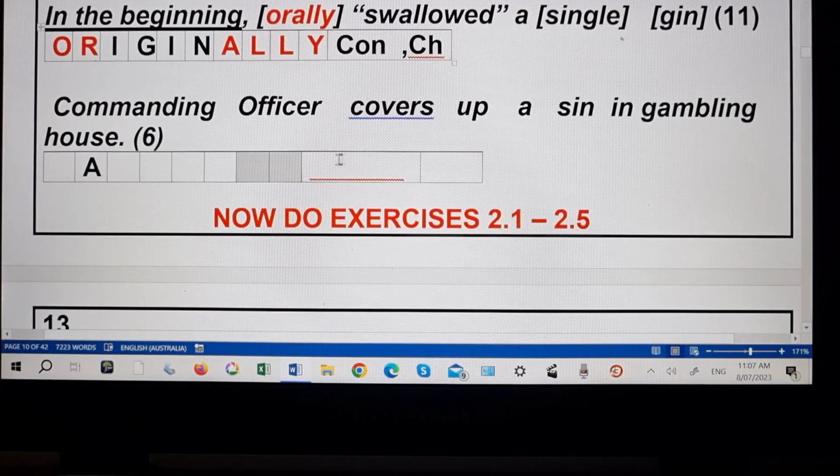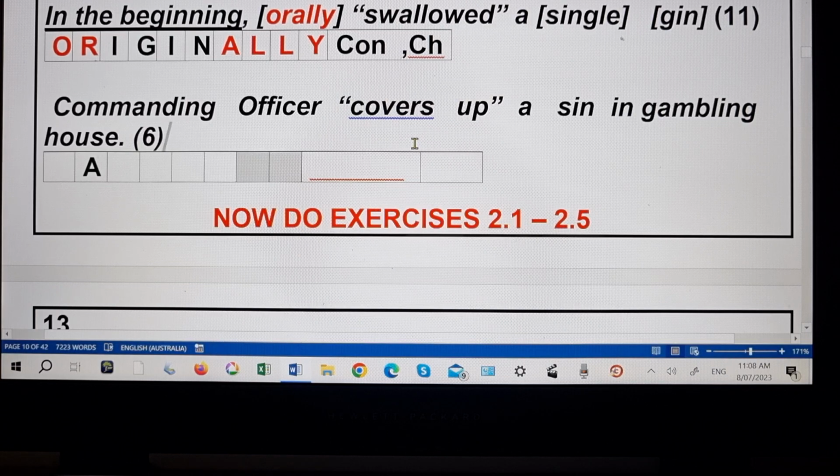Okay, and the next one, commanding officer covers up a sin in gambling house. Don't think of that overall meaning. Whatever you do, don't get sidetracked. Don't look at the meaning. You can come back and enjoy it later, but you might do that. Commanding officer covers up a sin in gambling house. Right, we have 6 letters and an A given. Well, commanding officer covers up looks like a flag, or could be covers up, a flag for a container.